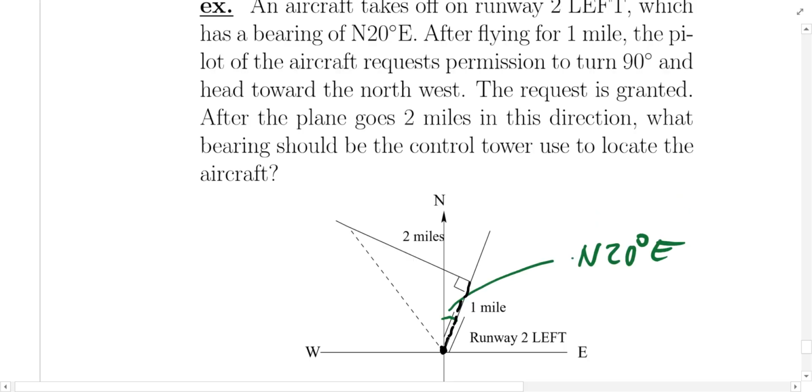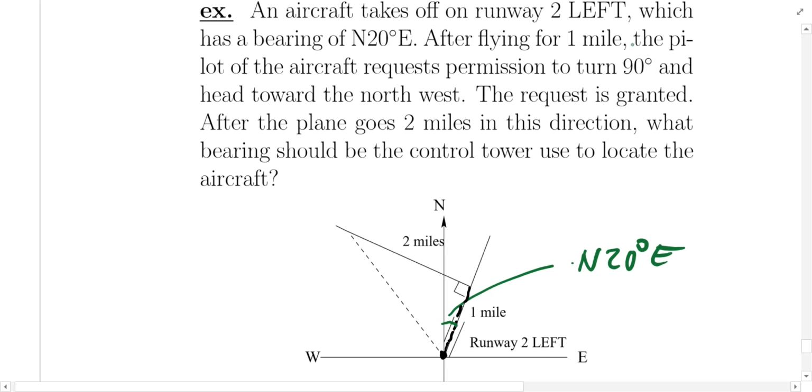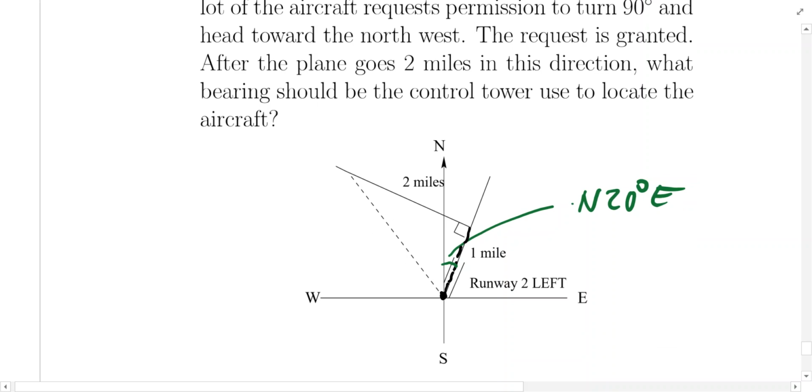All right, after flying for 1 mile, the pilot of the aircraft requests permission to turn 90 degrees and head towards the northwest. So basically this aircraft flies for 1 mile, so this distance right here is 1 mile, and then it requests permission to head northwest. So it changes direction this way, and then it travels 2 miles this direction. So this right here is 1 mile, and this right here is 2 miles.